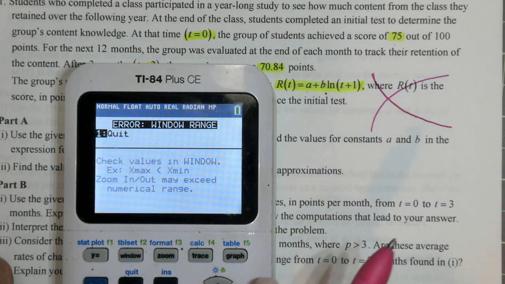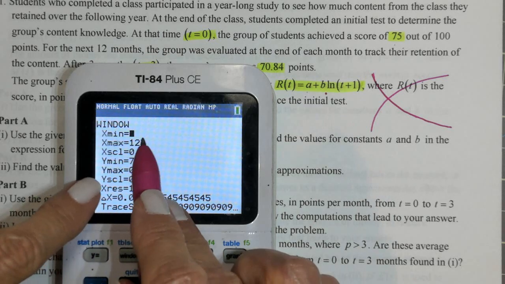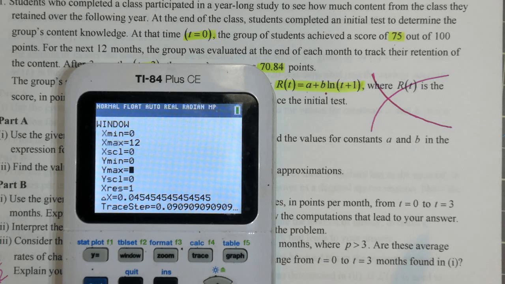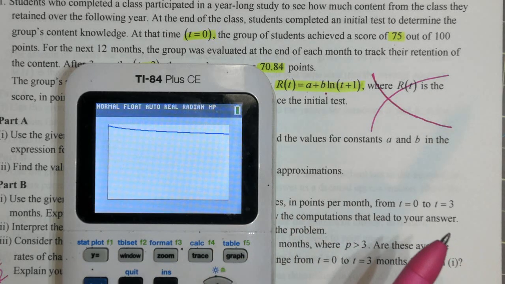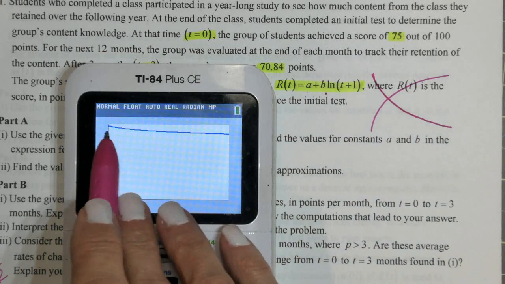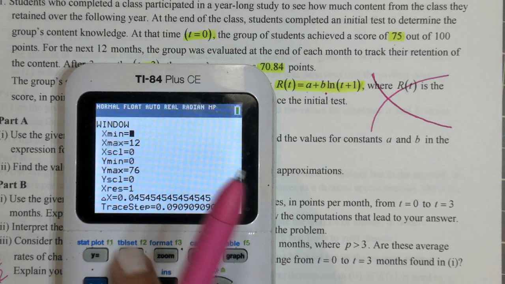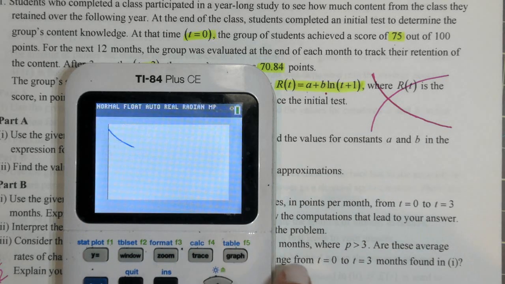Okay, let's do that. Oops, what did I do? Sorry about that. 0 to 76. There we go. Well, this model is showing that we don't get anywhere close to 0, do we? Instead of going down to 0, I think I'm going to make it, it looks like it doesn't get even close to that. Okay, that's better.